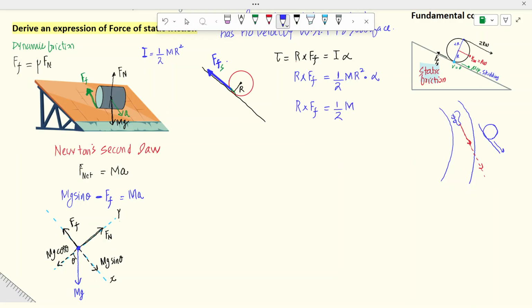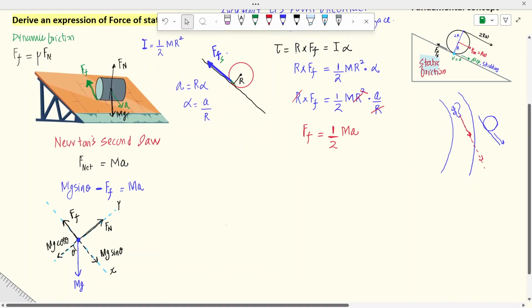Now at this point, I already explained that we can write acceleration equals r alpha. So alpha equals a over r. We will write here a over r. You see that this r and this r cancel out, the r on the right hand side and the r on the left hand side. So finally, the force of friction in terms of the linear or translational acceleration is 1 over 2 times mass times translational acceleration.